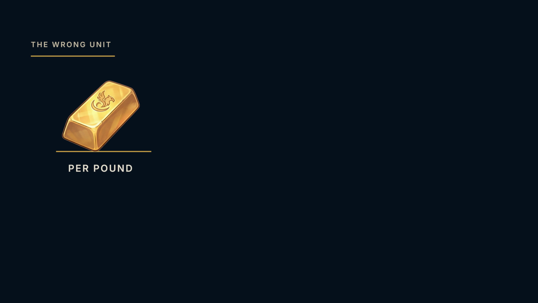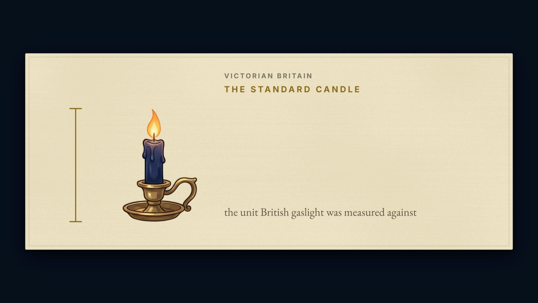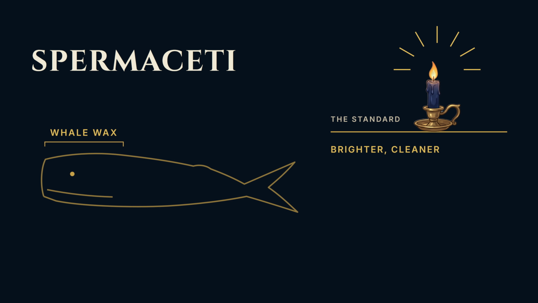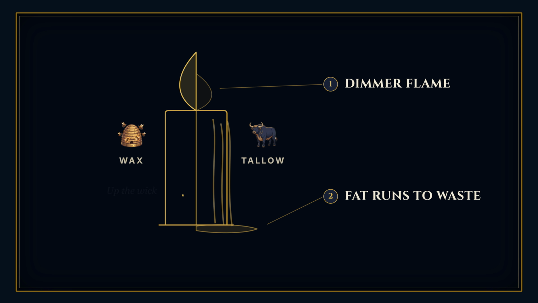Start with a count, and the first thing you hit is that a price per pound tells you nothing on its own, because nobody buys light by the pound. They buy it by the hour, and the pound has to be converted before it means anything. Victorian Britain needed a standard candle to measure its gaslight against, and that candle comes out at 58 hours of 1 flame per pound. The standard was set on spermaceti, which is whale wax, a brighter and cleaner burn than anything a medieval household ever bought. Tallow does worse on both counts because its flame is dimmer to begin with, and because the fat runs down the outside and goes to waste instead of up the wick.